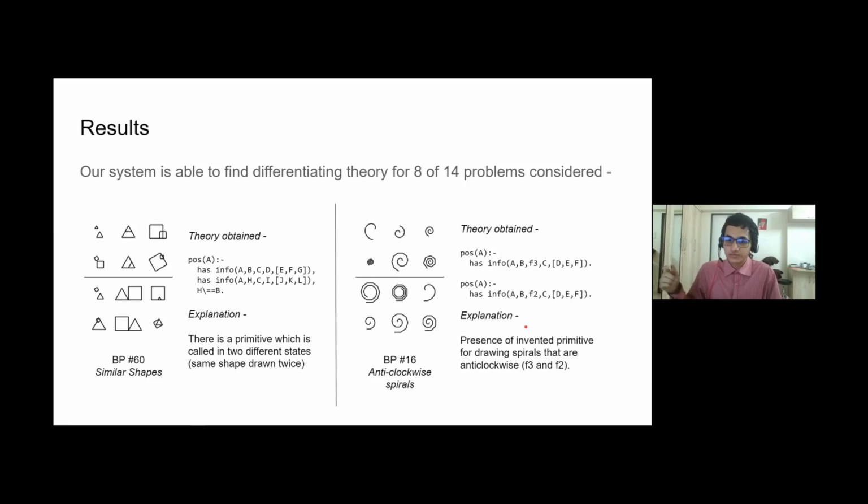So here we can see the importance of the abstractions generated by Dreamcoder for theory generation, since it was able to identify this high-level idea of drawing anti-clockwise spirals, and this could then be directly used by the theory generator.